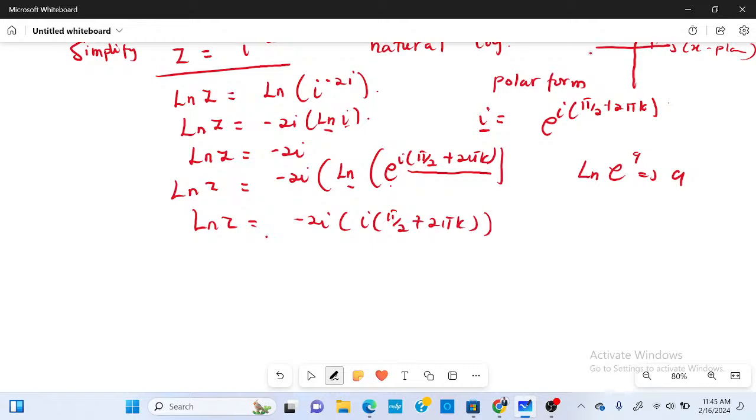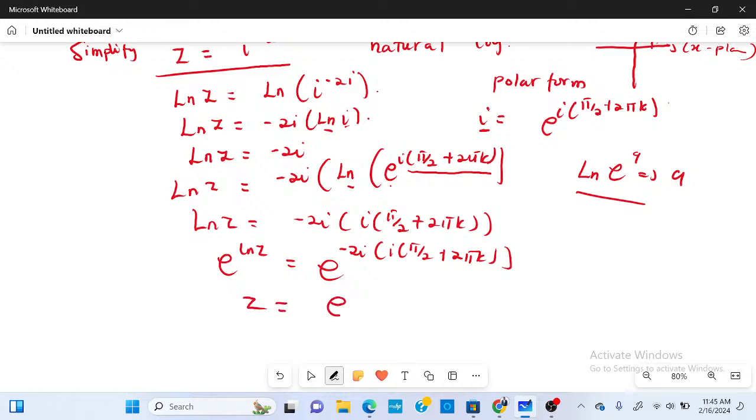So at this point, we don't want ln z. The question asked us to simplify z is equal to. So we have to remove the ln here by taking e of the whole expression, negative 2i times i pi on 2 plus 2 pi k. e to the power ln z, as we did from this side, is simply equal to z, right? So z will then be equal to this whole expression, e to the power.